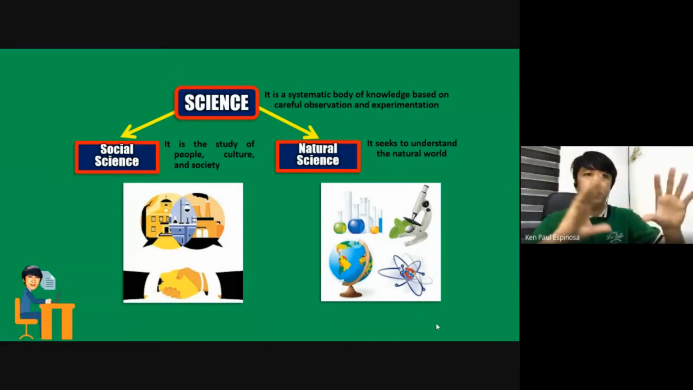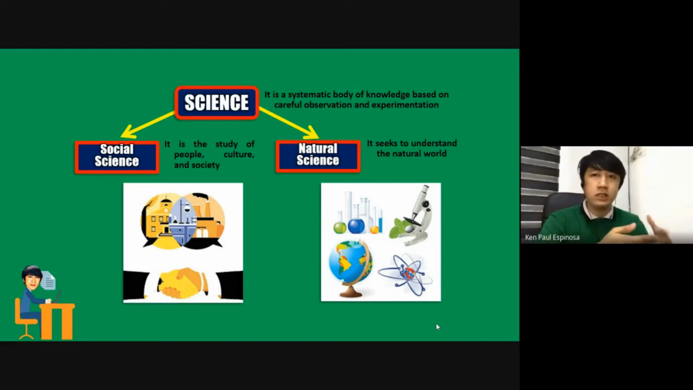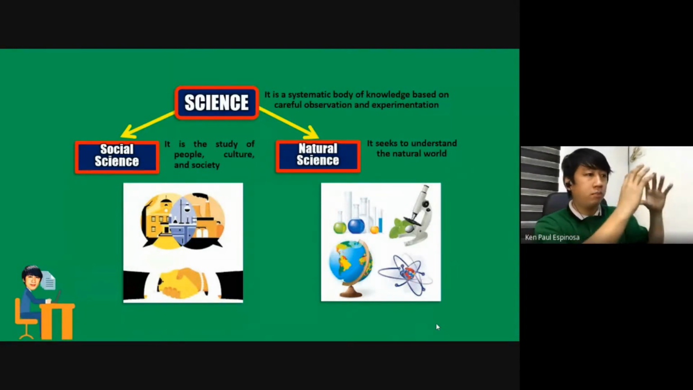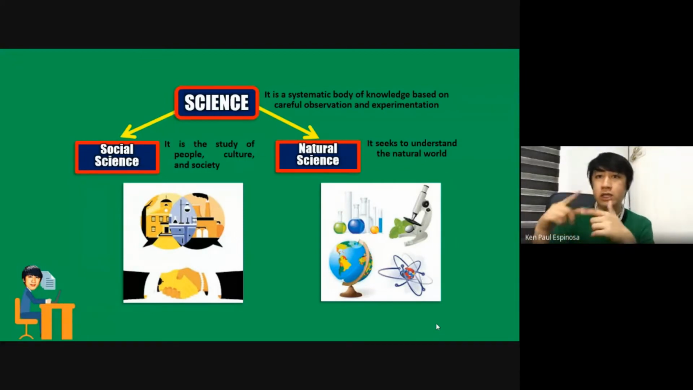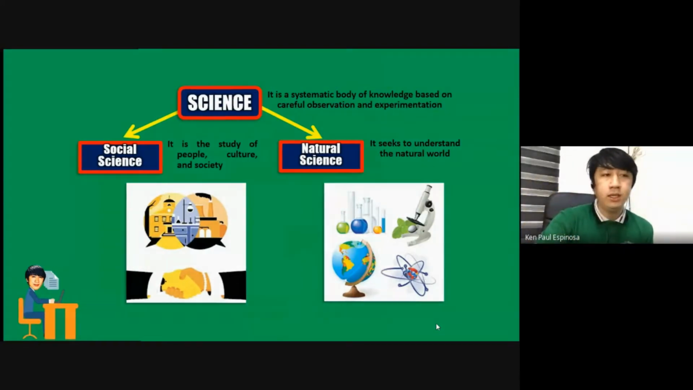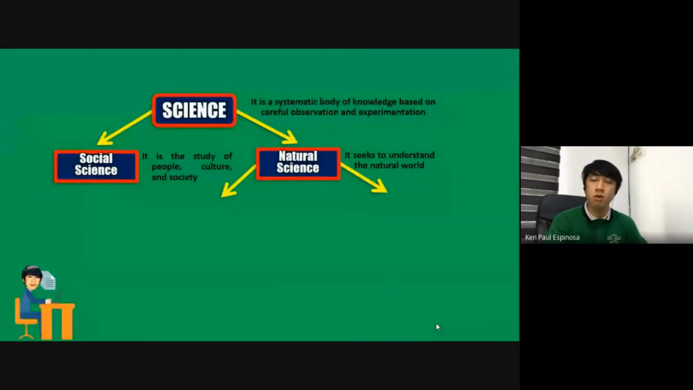But before we move on to the branches of science, again, science, technology, and society, we have to know the connection. So, social science, this is where society fits, because you study people, culture, and society. So, social science pertains to the society of science, technology, and society. Okay, only technology is missing. Let's now move on to the two major branches of natural science.